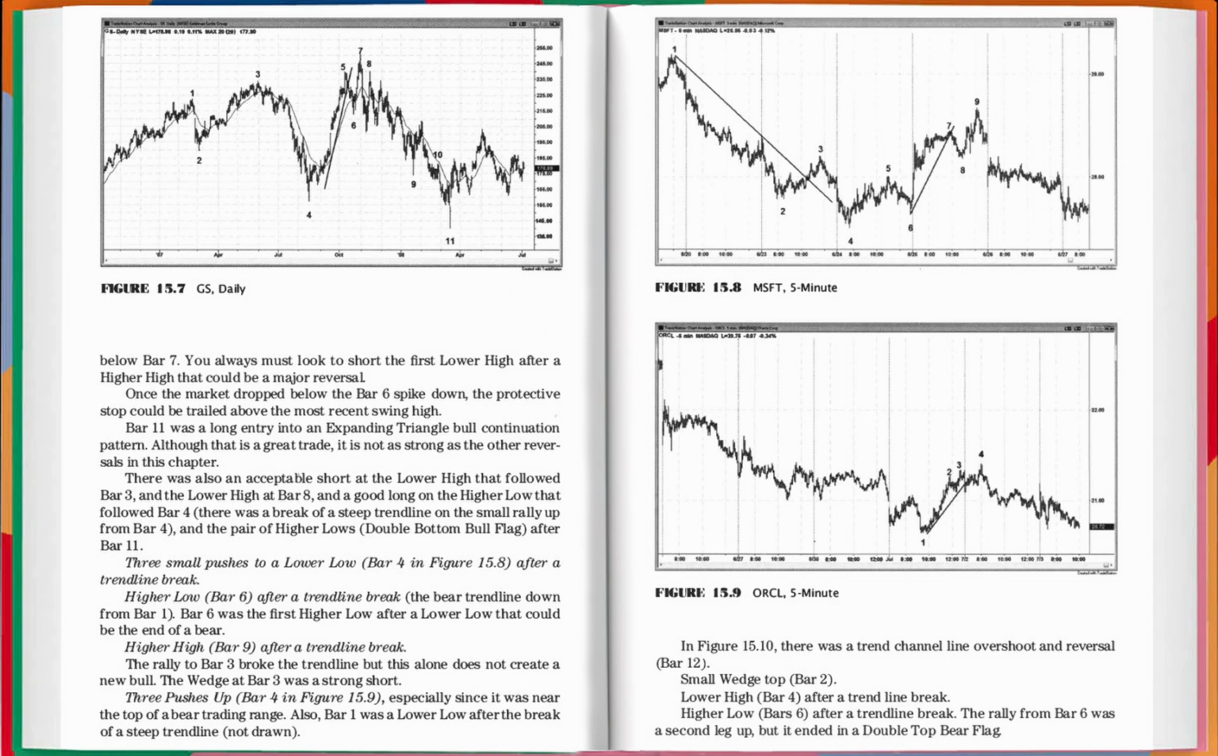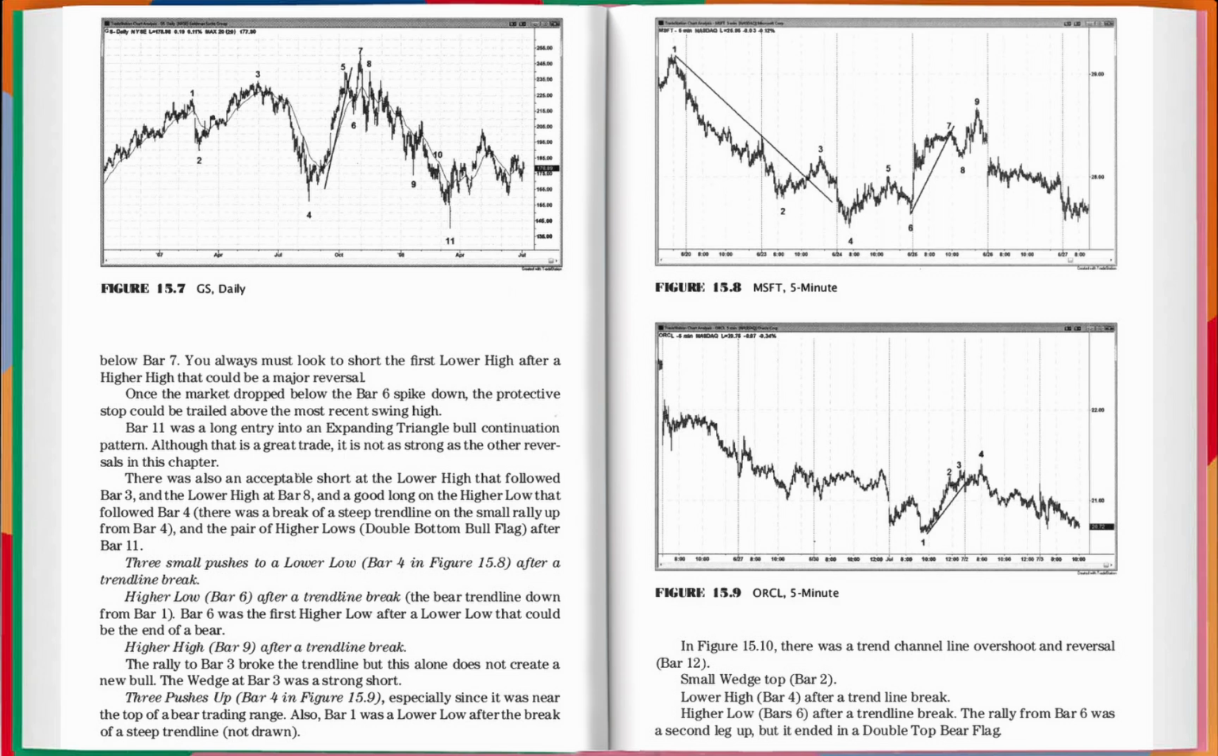Once the market dropped below the bar 6 spike down, the protective stop could be trailed above the most recent swing high. Bar 11 was a long entry into an expanding triangle bull continuation pattern. Although that is a great trade, it is not as strong as the other reversals in this chapter.